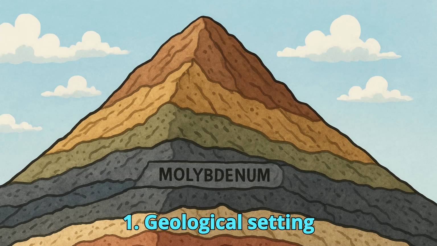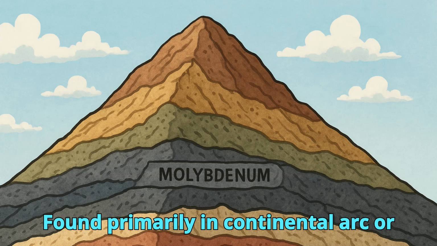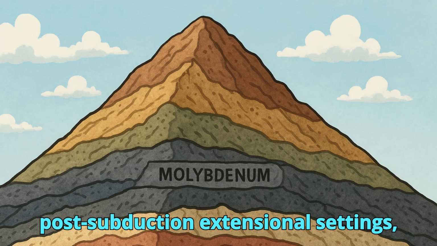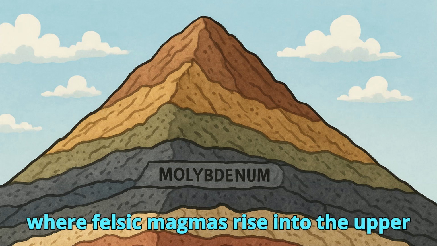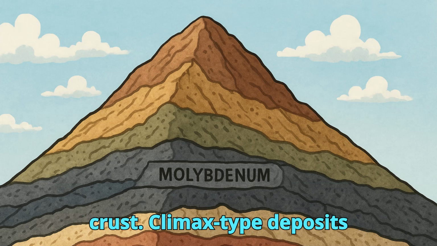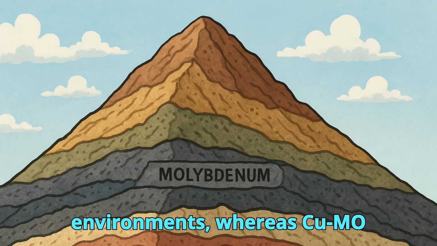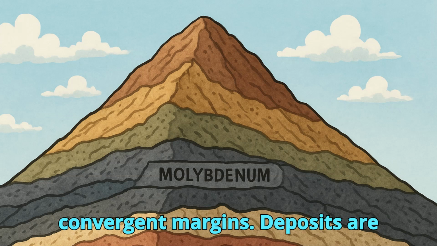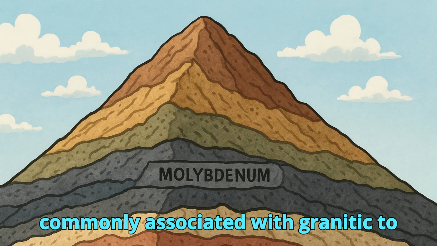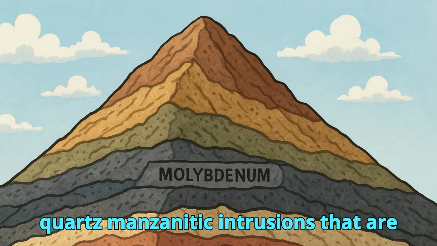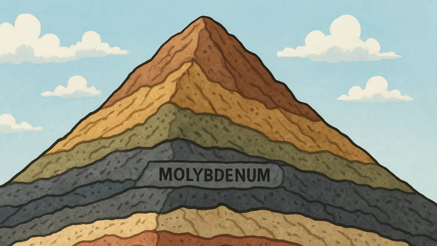1. Geological setting. Found primarily in continental arc or post-subduction extensional settings, where felsic magmas rise into the upper crust. Climax-type deposits often occur in within-plate extensional environments, whereas Cu/Mo porphyries are more typical of active convergent margins. Deposits are commonly associated with granitic to quartz monzonitic intrusions that are highly evolved and volatile rich.